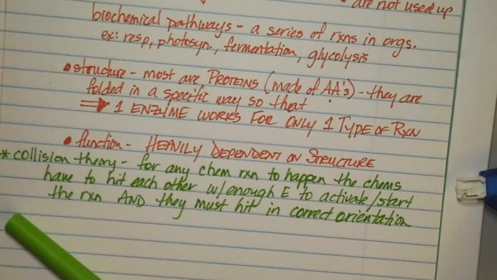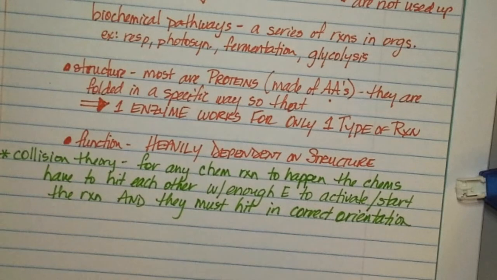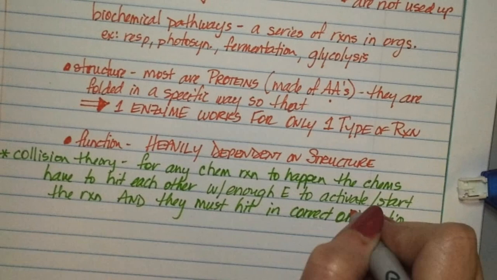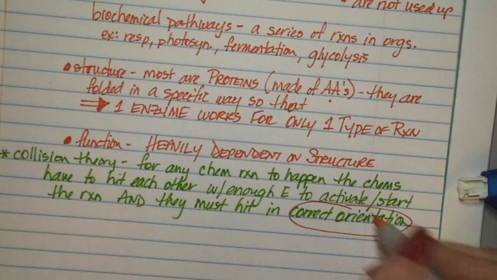So pick up your original color. I want you to circle 2 things. So these enzymes make sure that they get the chemicals in the correct orientation. That's the most important thing, and allows them to hit with enough energy to activate the reaction.